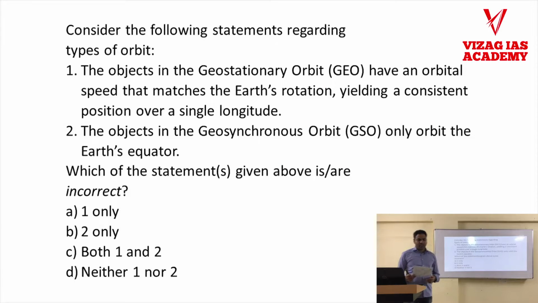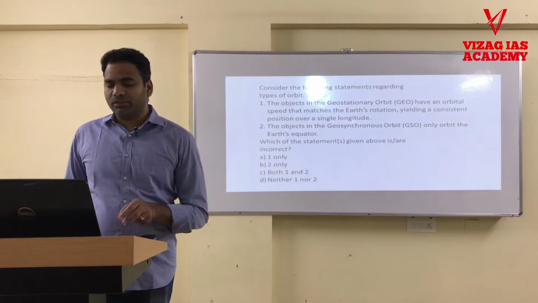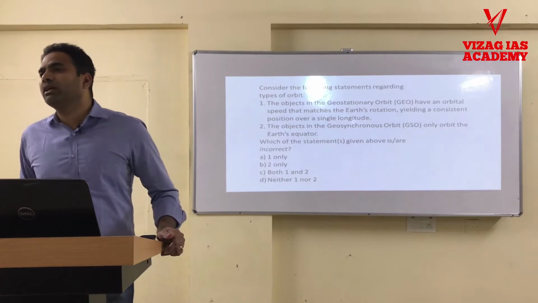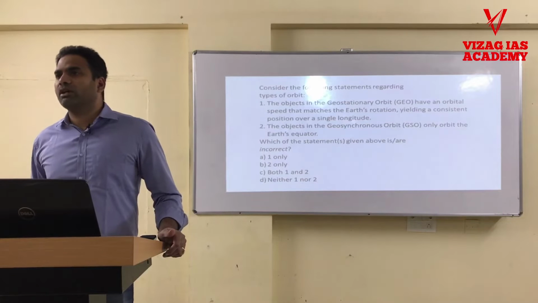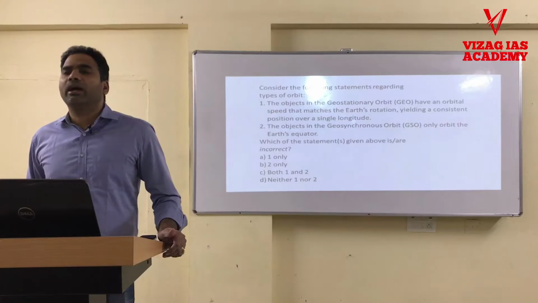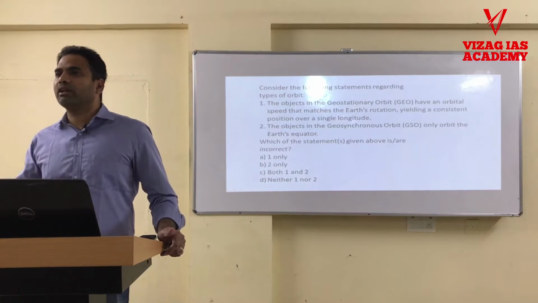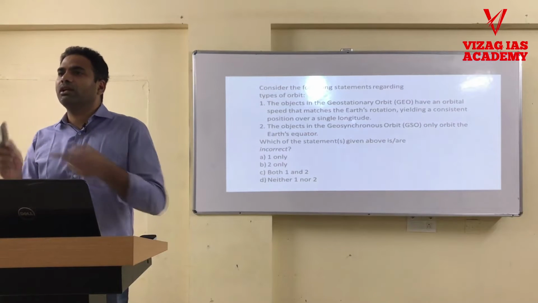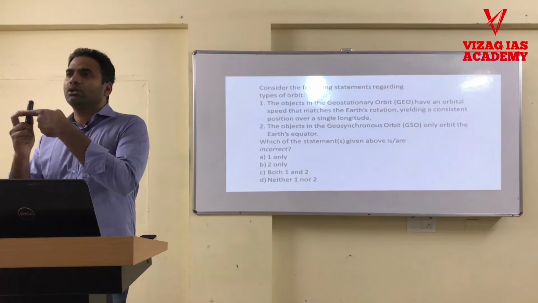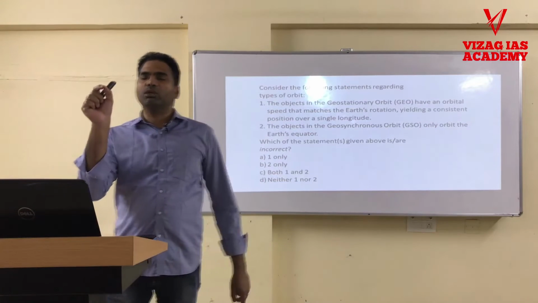Consider the following statements regarding types of orbit. The objects in the geostationary orbit have an orbital speed that matches the Earth's rotation, yielding a consistent position over a single longitude. See, anything which is on a geostationary orbit will be on the equator. Okay, so there is only one latitude and it will be fixed to a single longitude. On the equator, they will fix it to a single longitude, like it will act like a crosshair. It will act like a crosshair and it will be fixed to that position.